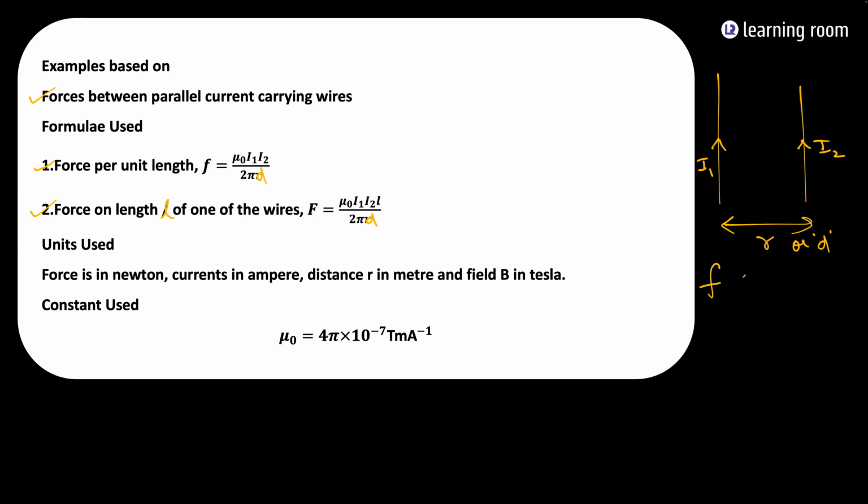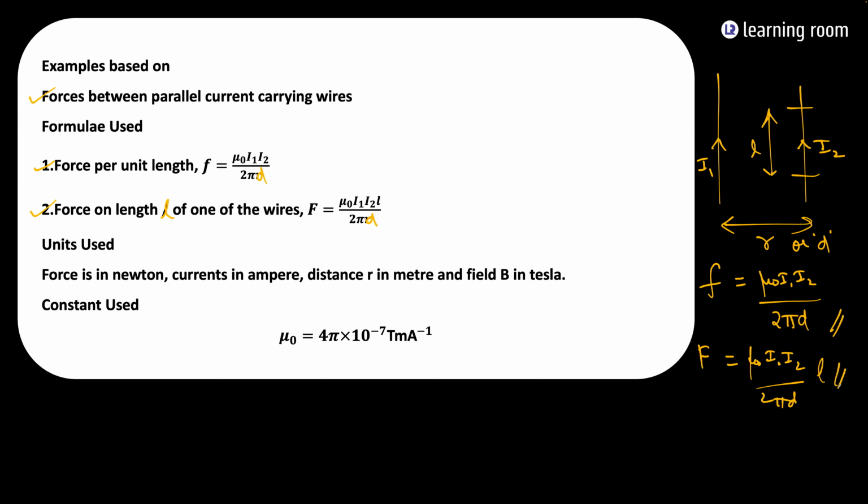force per unit length is going to be given as mu naught I1 I2, the whole divided by 2 pi into d. Make sense? Suppose they ask you what is the force on a particular length of the conductor. If they ask you a question of what is the force in this kind of a system, they can ask you only on a length of a conductor. So for that, you take a small length l. Then capital F is given as the same formula, mu naught I1 I2 divided by 2 pi d multiplied with small l. Am I right? So this is going to be the capital F.